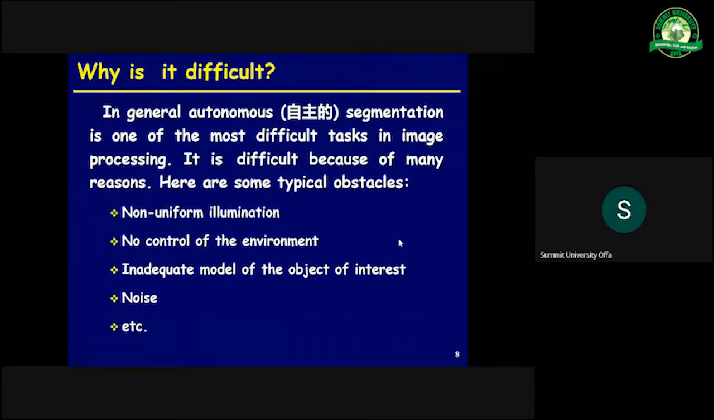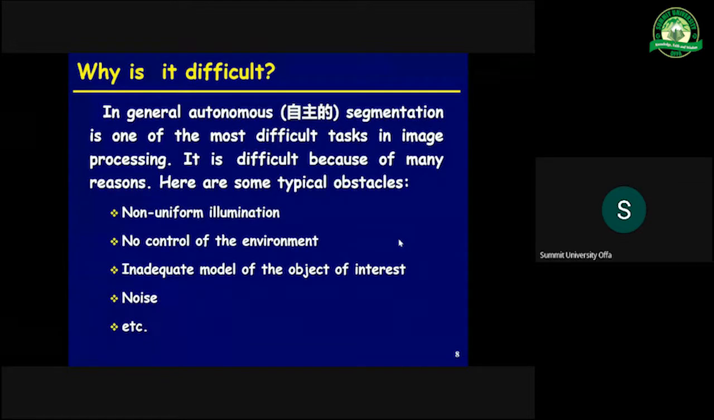In general, we also have what is called autonomous segmentation. Autonomous means that it works on its own, without any input. That's the one that is a bit difficult when you are performing image segmentation. Autonomous segmentation is one of the most difficult tasks in image processing. It is difficult for many reasons.